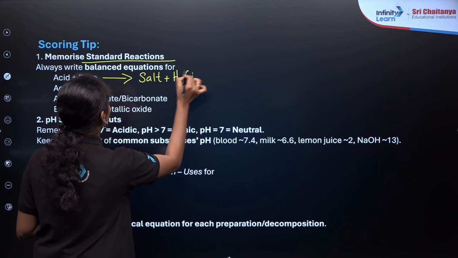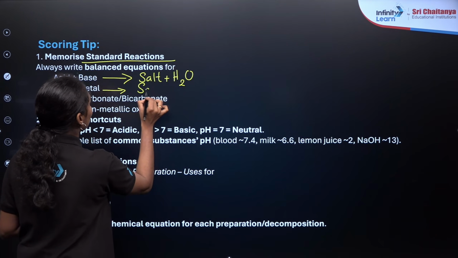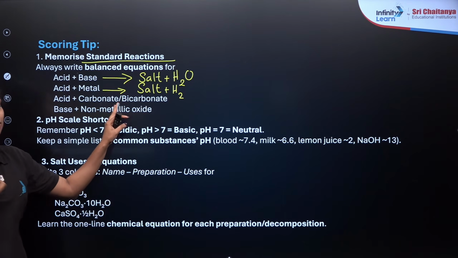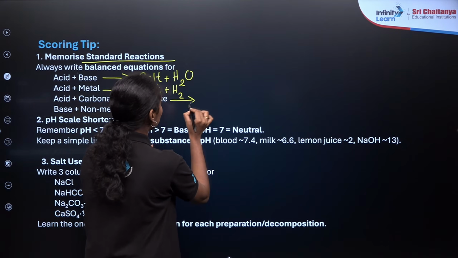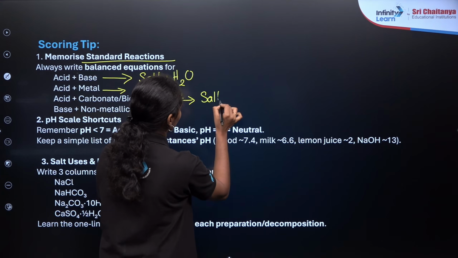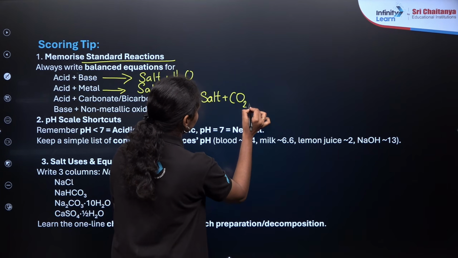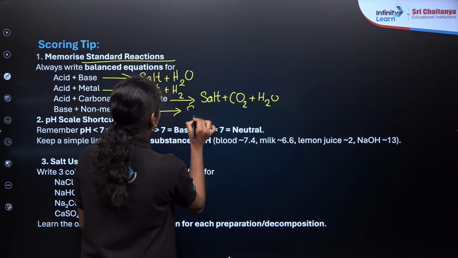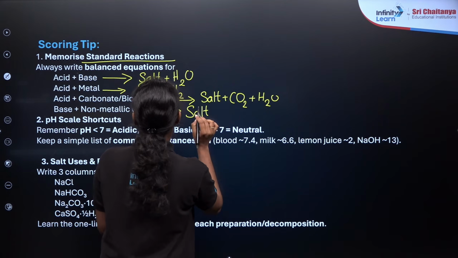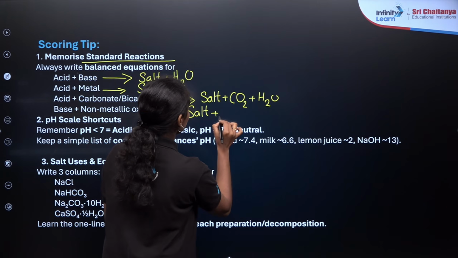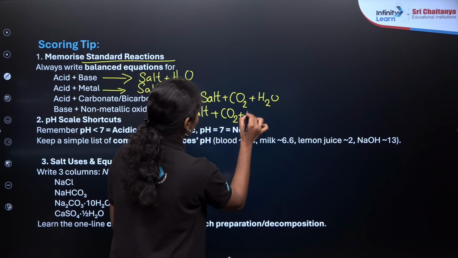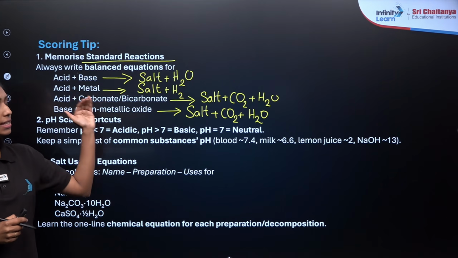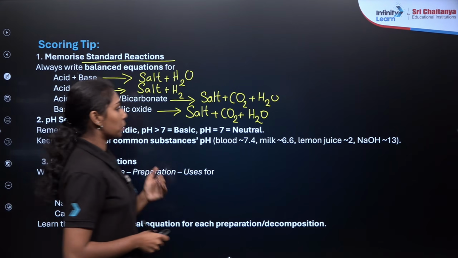Then what about the case of acid and metal? They combine together to form salt and hydrogen. Then what about the case of acid and carbonate or bicarbonate? They form salt plus carbon dioxide plus water. And again, salt plus carbon dioxide plus water, right? Clear? These are the general equations you need to memorize for the examination.